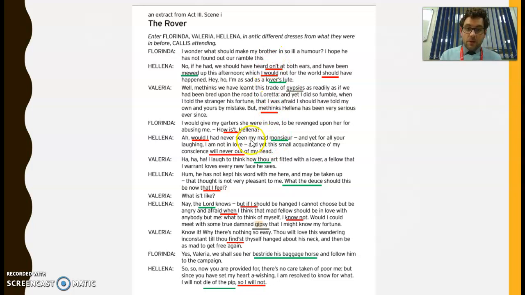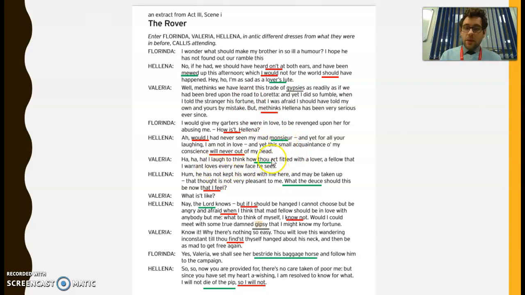"I had never seen my Mad Monsieur," so again the French term for Mister. Now this text is set, I believe, in Italy, so that's some of the reason for some of these loan words and foreign words. But you've also, I think, got that idea of again, French equals sophistication.